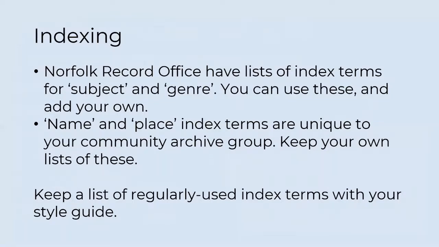The Norfolk Record Office catalogue templates have a drop-down menu of index terms for the categories of subject, what the record is about, and genre, what type of record it is. You can use these or add your own index terms if you can't find the ones you need. The name index term for people, organisations, societies, businesses, and so on, and the place index terms for towns, villages, streets, buildings, local areas, and so on, are obviously more unique to your own community, so you can make your own lists of these. Keep a list of your regularly used index terms alongside your catalogue style guide. We can provide guidance on adding new terms.